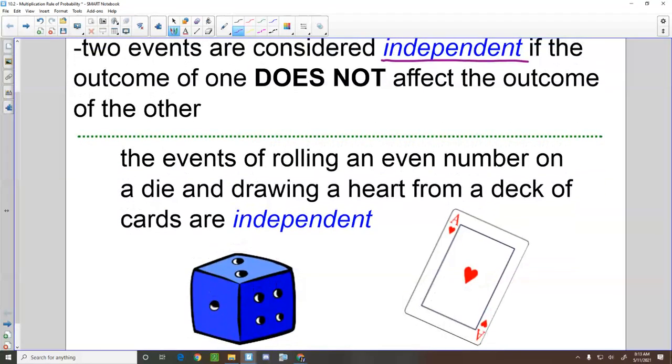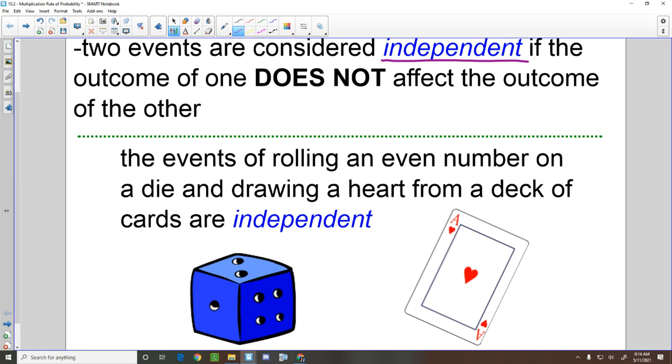So here's an example of two independent events. Let's say I'm rolling a die and I'm going to draw a card from a standard deck. These are two events. What's the probability of rolling an even number on a die and drawing a heart from a deck of cards?